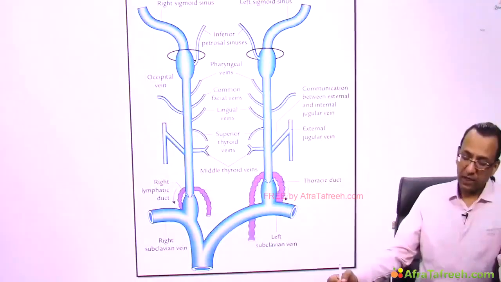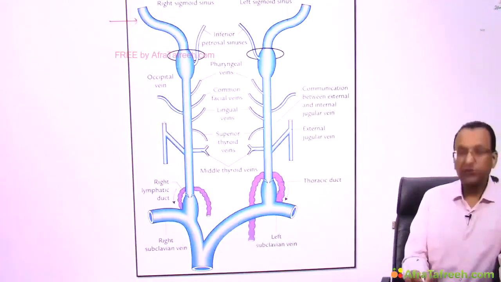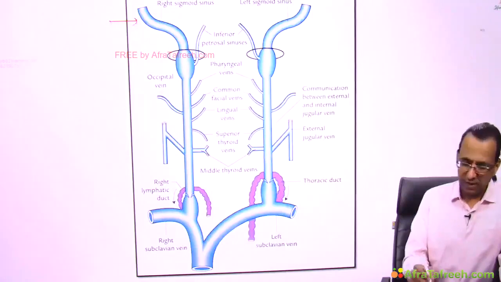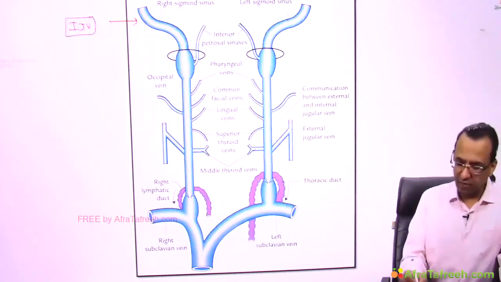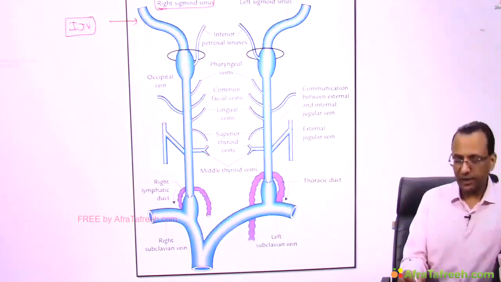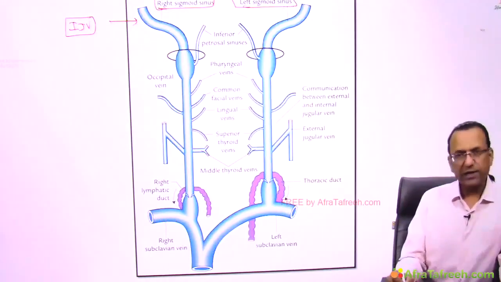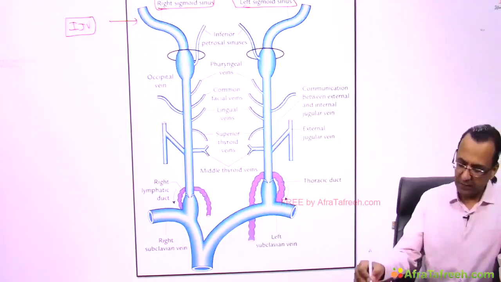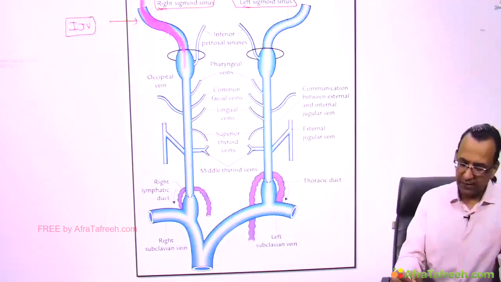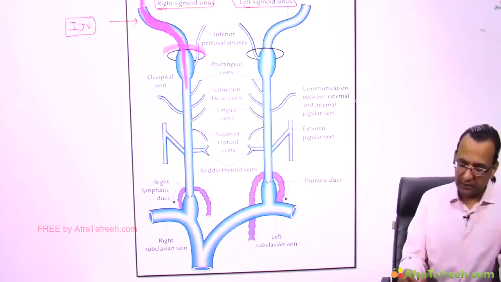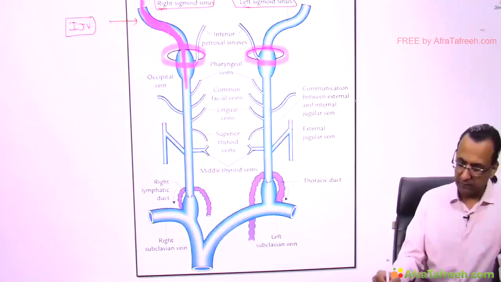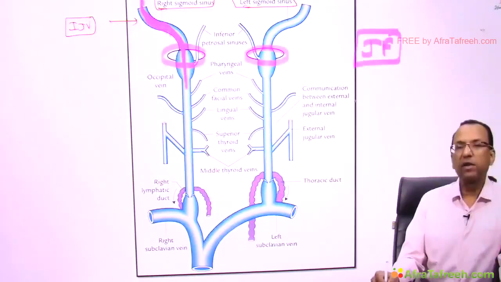If you remember, we have discussed that the cranial cavity drains the venous blood into the internal jugular vein, which is a continuation of the sigmoid sinus on each side. So we have the sigmoid sinus on each side, and this sigmoid sinus is going to continue as the jugular vein, the internal jugular vein. Now understand that this is called the jugular foramen. Jugular foramen means where we have nerves number 9, 10, 11.